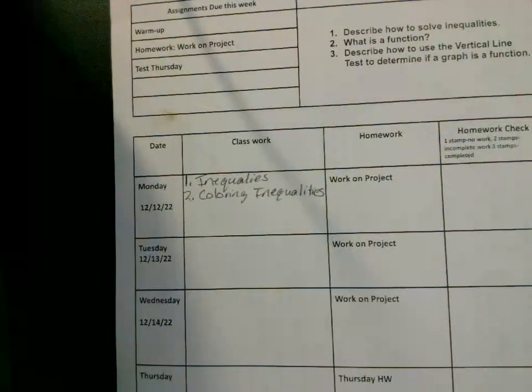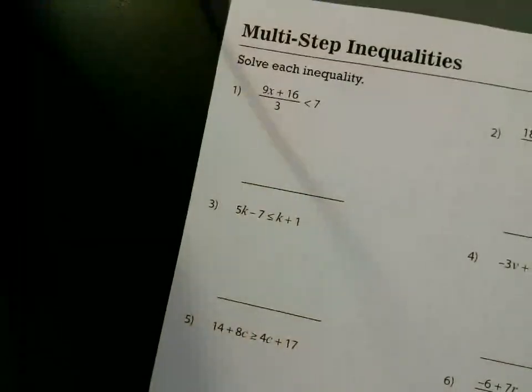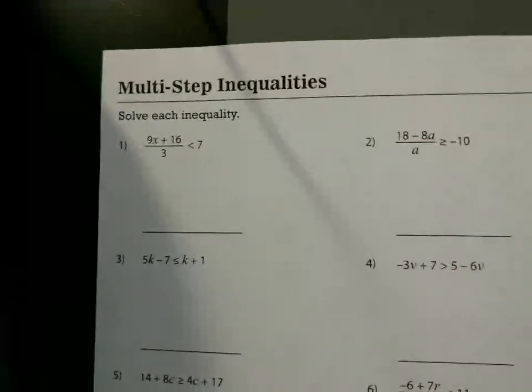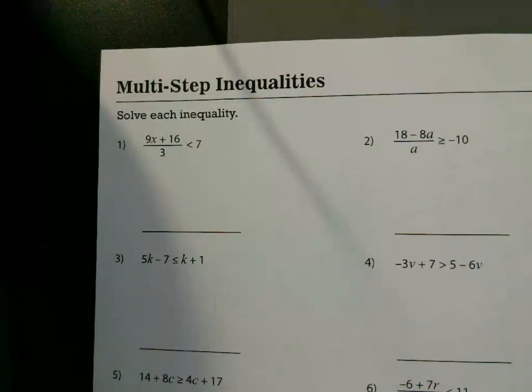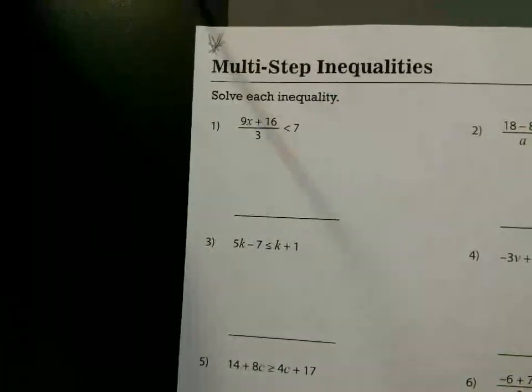There is a sheet that you had on your desk that looks like this. Multi-step inequalities. We're going to use the same rules that we use for solving multi-step equations. The only thing that's different is that if you multiply or divide both sides by a negative number, then the inequality is going to flip. So at the top, I'm going to do a little star. If you multiply or divide both sides by a negative, the inequality will flip.